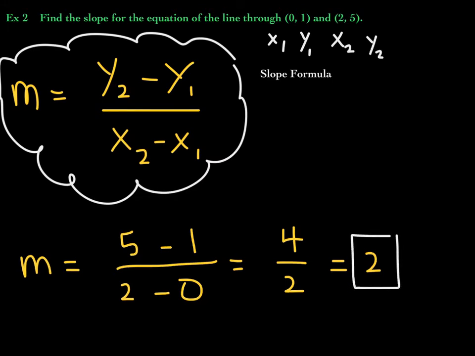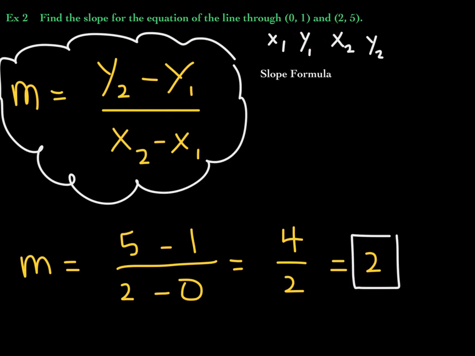Remember, the slope describes the steepness of the line. This slope happens to be positive. So if you were to graph this line, you would find that the line is going up from left to right. Now, we found the slope by doing y sub 2 minus y sub 1. We did 5 minus 1, and then we did x sub 2 minus x sub 1. We did 2 minus 0.